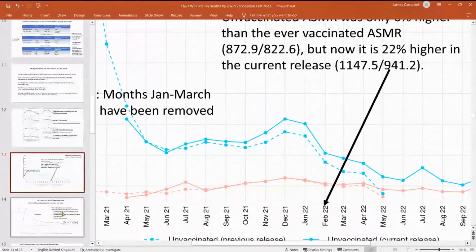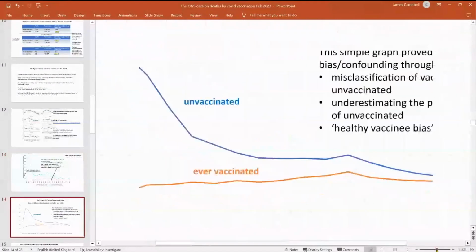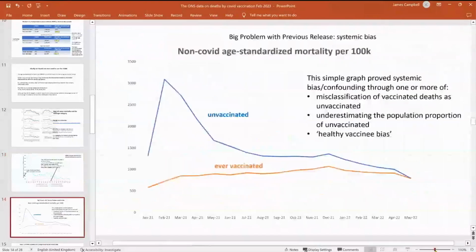All of that is blown out of the water by looking at the non-COVID mortality, because that's where you can see all of the bias coming in. So go on to the next slide, because this, to remind ourselves, was from the previous report, right? This was the problem we identified in the previous report. So we want to see in the latest report if anything's been fixed with respect to this.